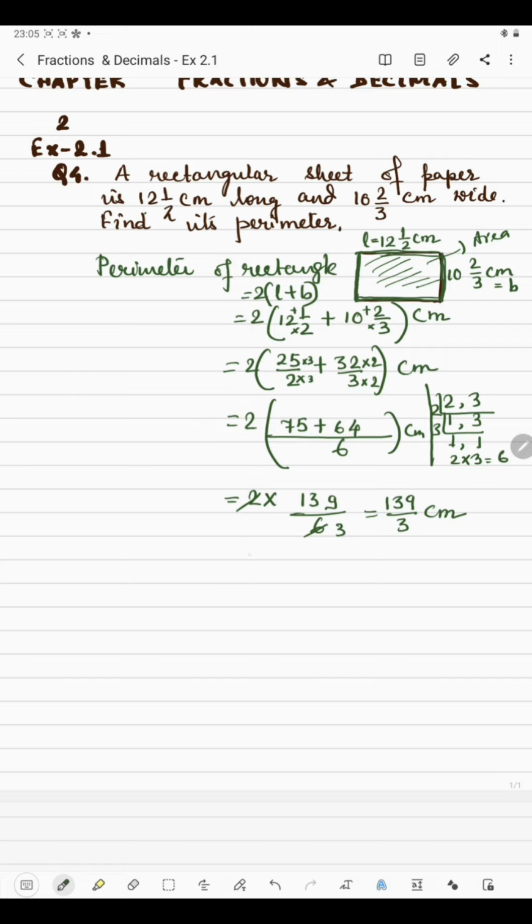Now if you convert it into mixed fraction, then we will write 3 4s are 12, then 13 minus 12 is 1, then 9 will come down. Now 3 6s are 18, 19 minus 18 is 1, so it will be 46 1 by 3 centimeter.